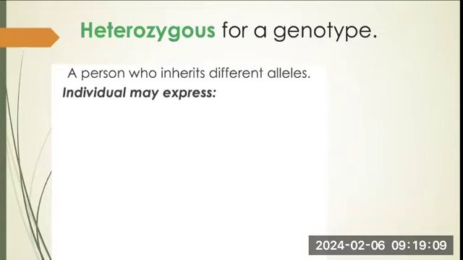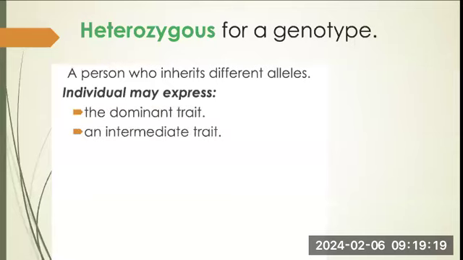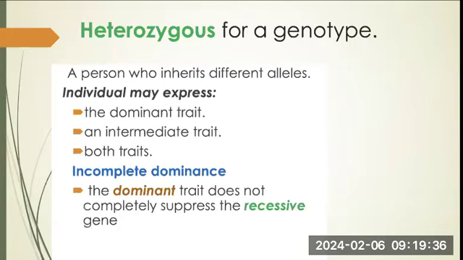So an individual who has different alleles from their parents could express the dominant trait, right? Certain traits are going to be dominant. For example, brown hair is a dominant trait, and red hair is a recessive trait. It could be an intermediate trait, which is sort of a mix of both, or you could also have both traits.